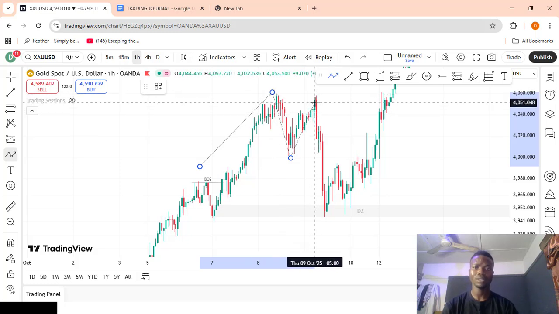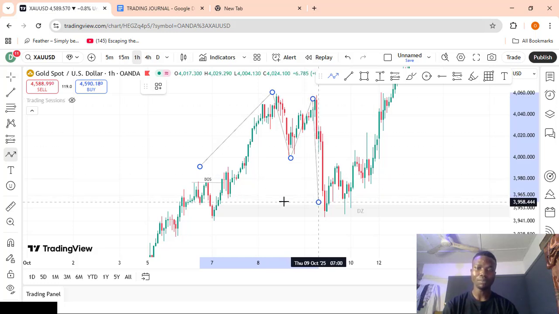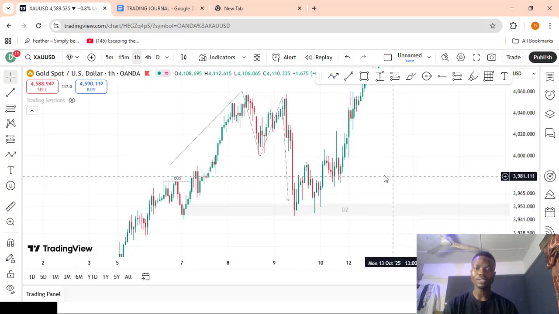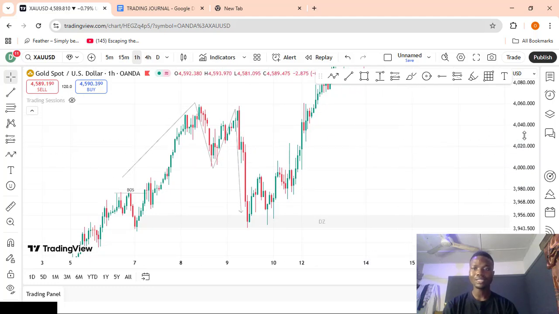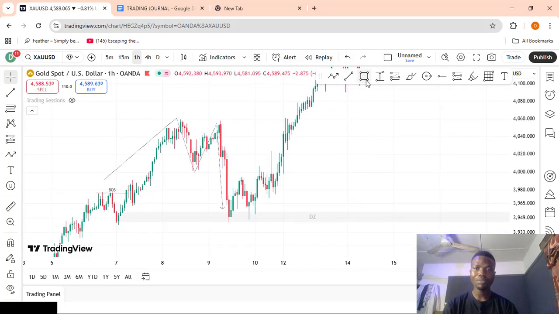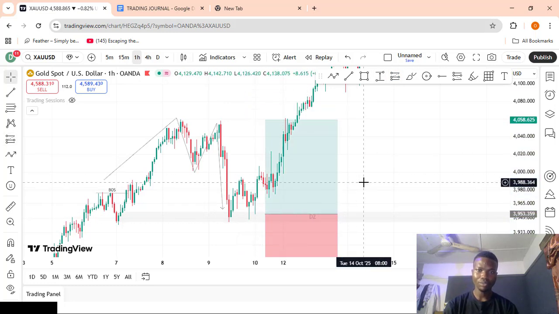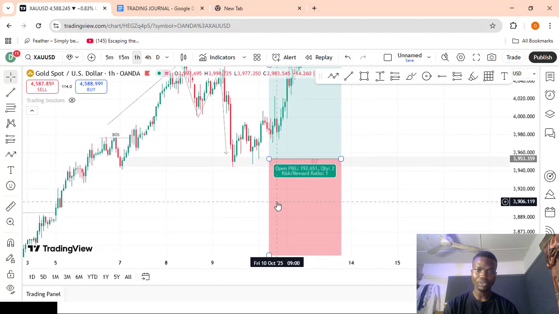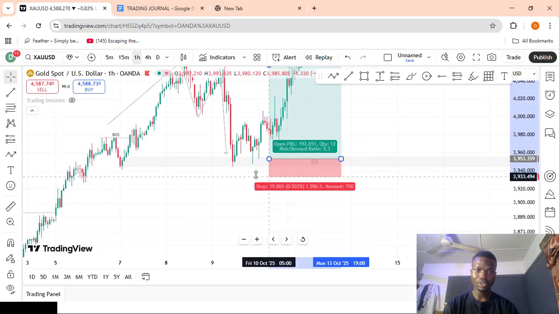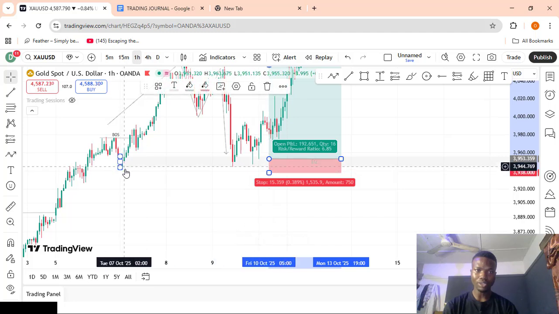So what price is doing here is that it wants to seek liquidity and retest the previous demand area, and this is what happened here because it's retesting this demand area around here. So when you see price retesting a demand area, you can simply place a buy opportunity. When you place your buy, you set your stop loss below the demand zone, below this demand area here.